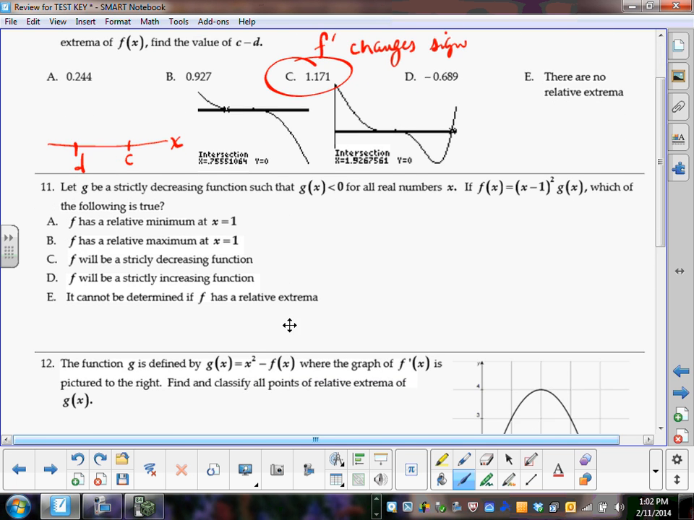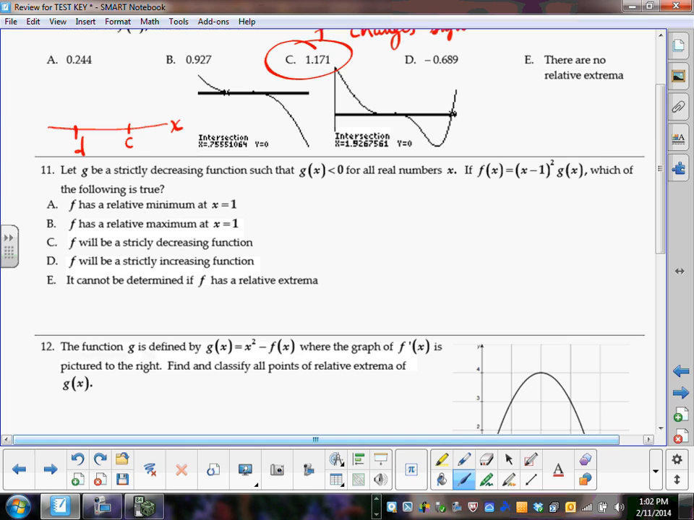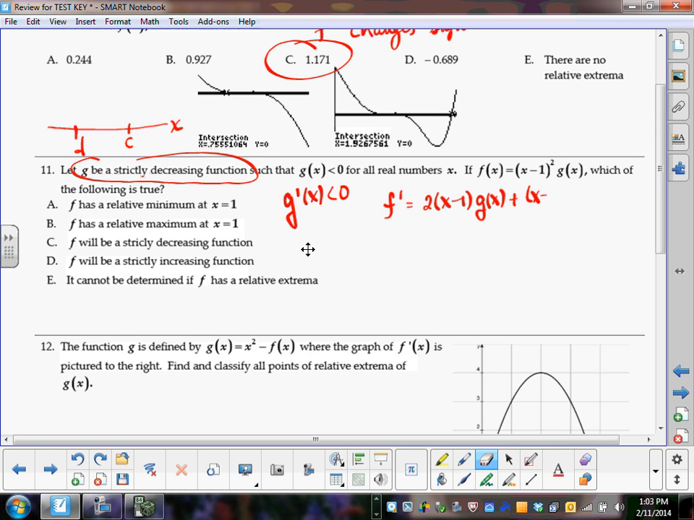The next one says to let g be strictly decreasing such that g of x is less than 0. So we have two pieces of information there. G is strictly decreasing, means g prime is always negative, and we're also told that g is always negative. Which of the following is true? So if we do the derivative, we get the derivative of the first, keep the second, plus the first times the derivative of the second.